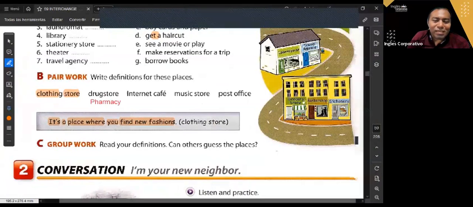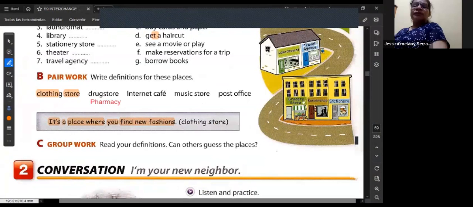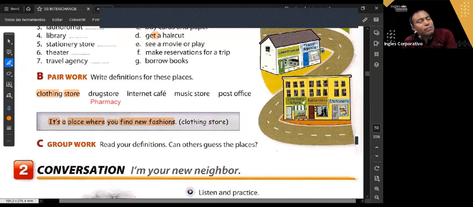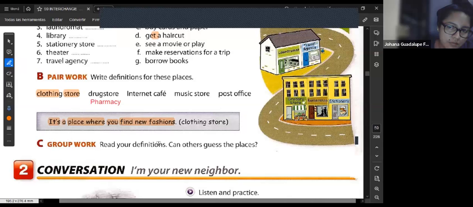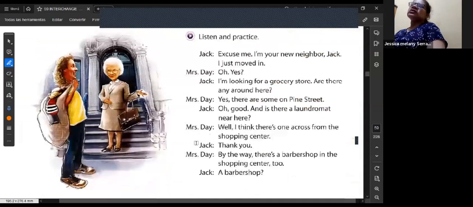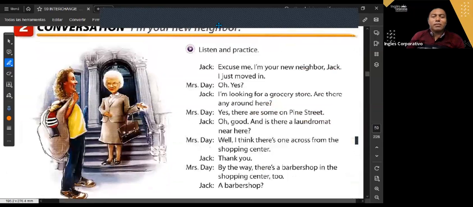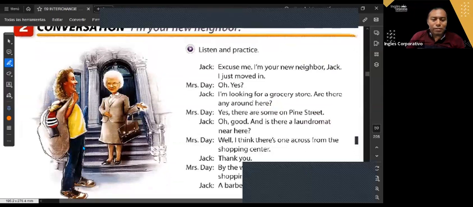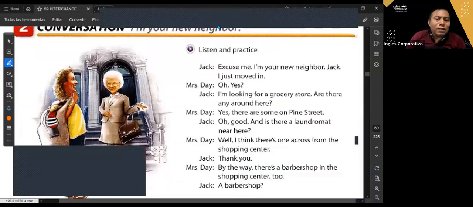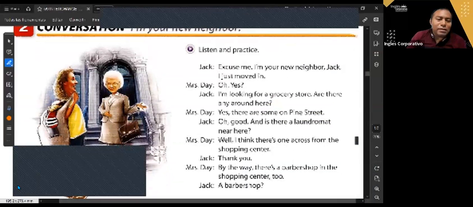Okay, very good. So it's okay. Now, at the end, what did you listen? What did you hear at the end? The barber shop. What else? She said, by the way, the barbershop is in the shopping center. Okay, yes. Very good. Excellent. Now, listen and you're going to read. Can you see the conversation? Yes, okay, excellent. Listen and read.